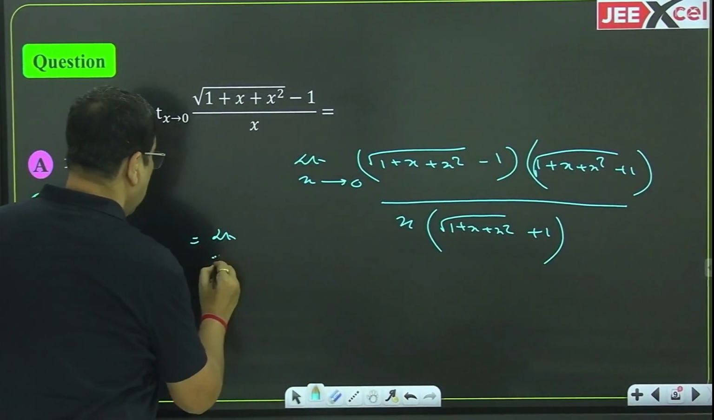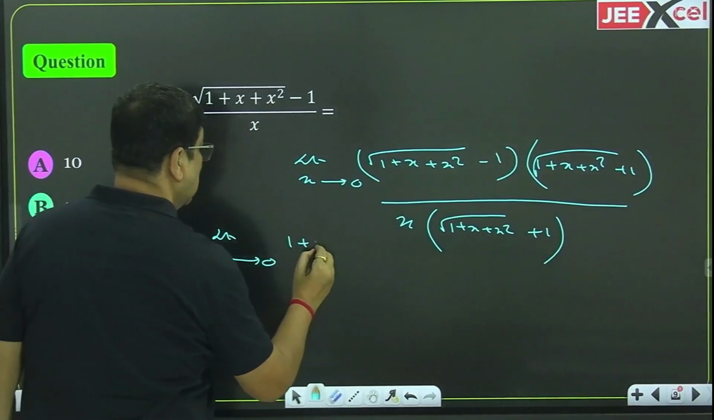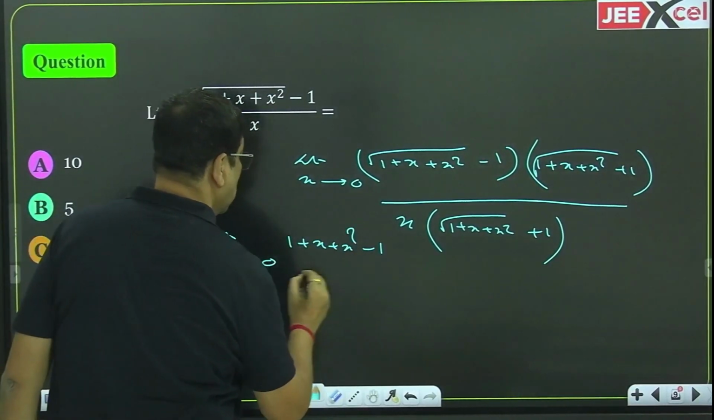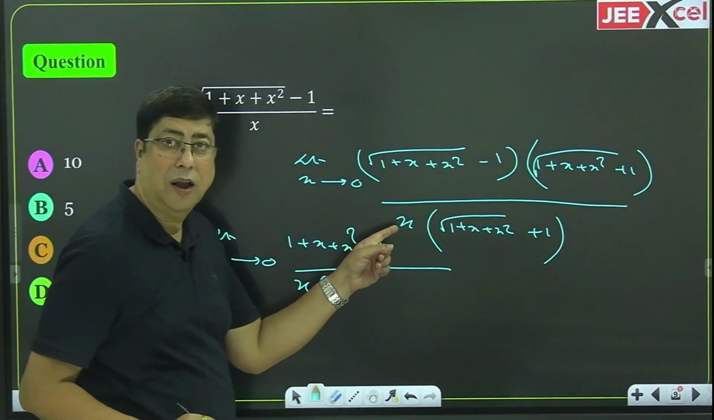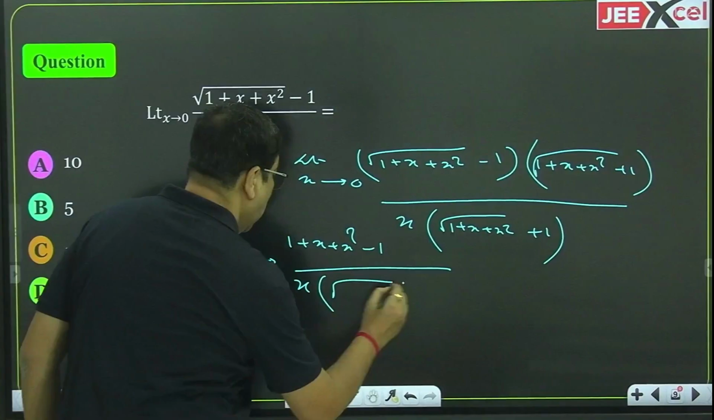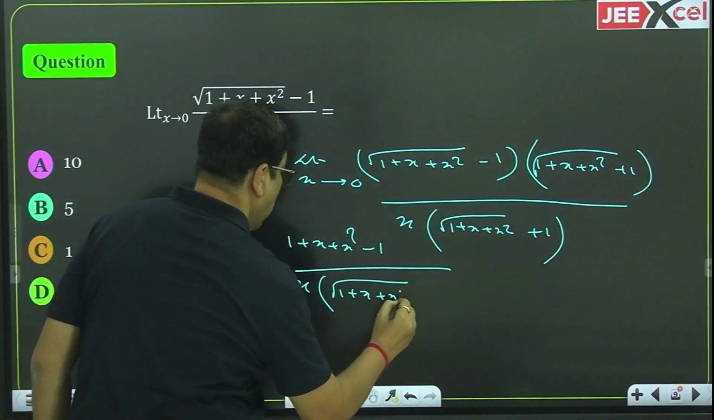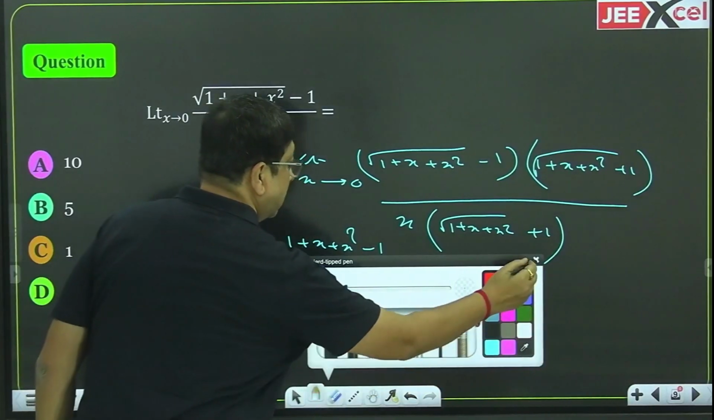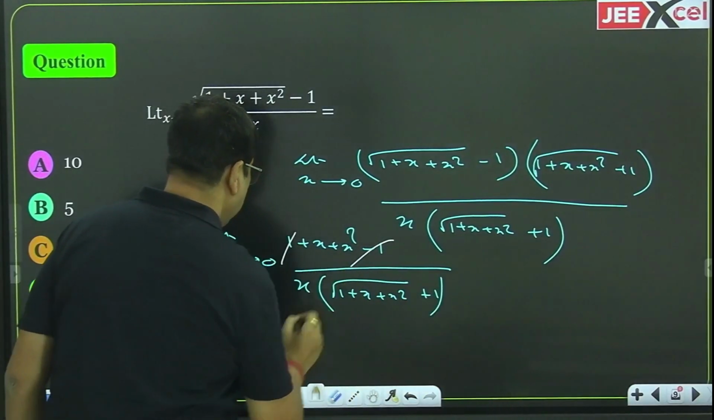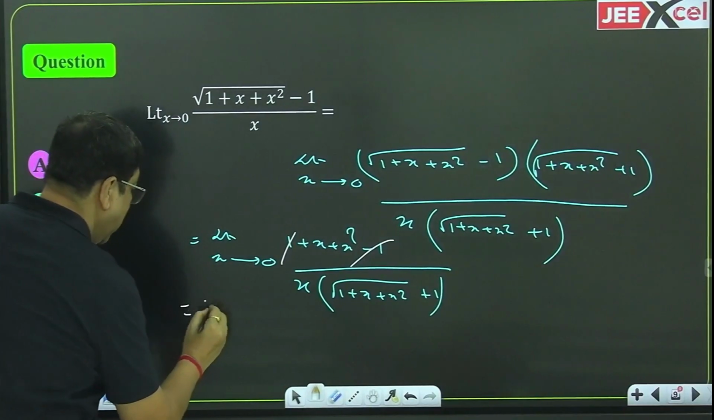So a square minus b square क्या होगा? Limit x tends to 0, 1 plus x square minus 1, denominator as it is. हम लोग का क्या टारगेट? x को कैंसिल करना टारगेट. ओके, सो क्या करेंगे हम लोग? 1 plus x square plus 1. So 1, 1 getting cancelled here. x को कॉमन लेके ऊपर नीचे कैंसिल कर दो.